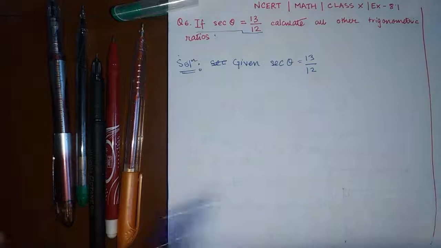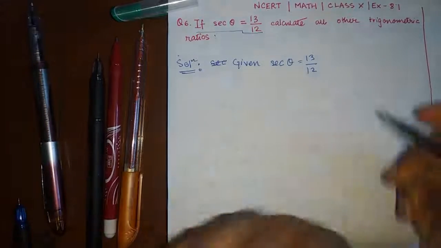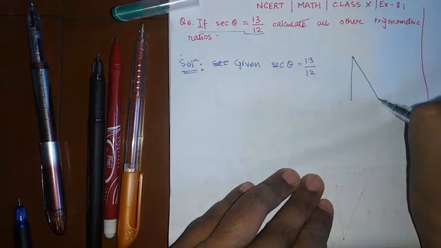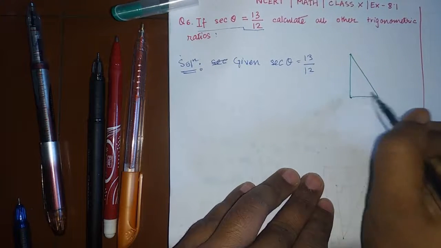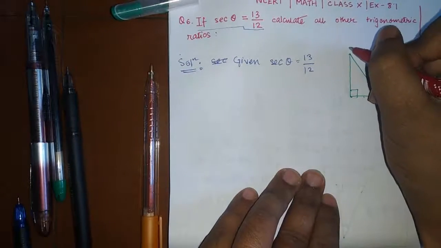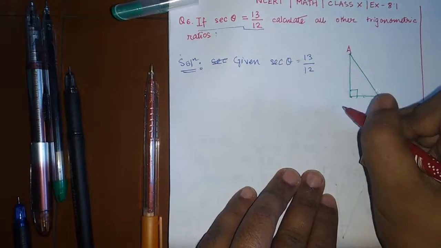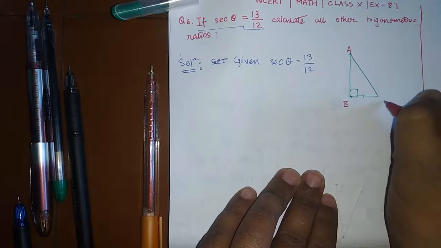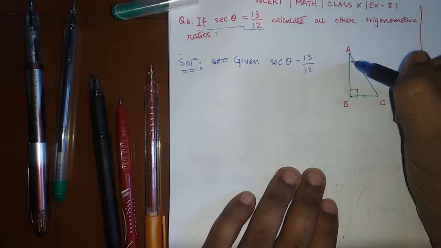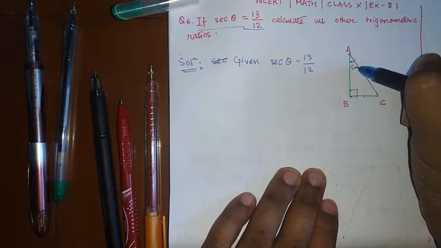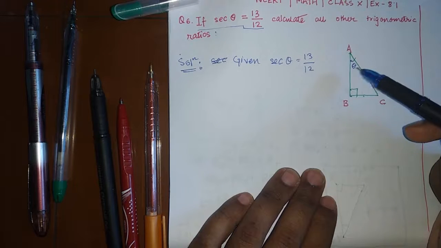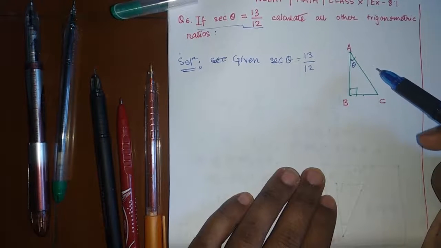So first construct a triangle, right angle triangle ABC. Right angle at B. This angle is 90 degree. Let's name the vertices. This is A, this is B, and this is C. And let us take the given angle A as theta. We take this angle as theta. Now what is mentioned here is sec of this angle equals to 13 by 12.